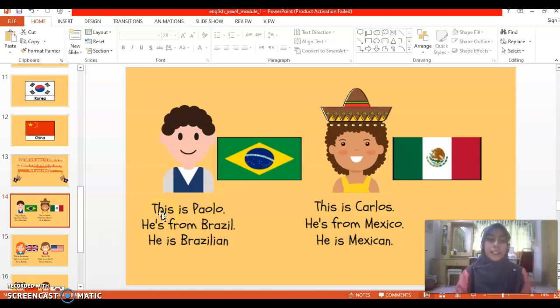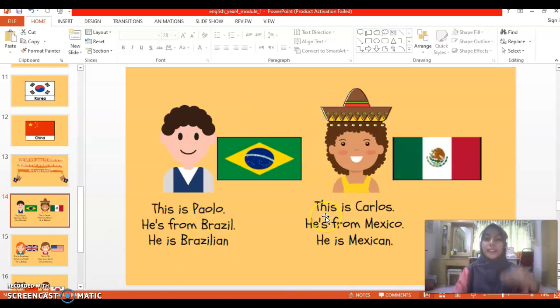Okay, so let's see. This is Paulo. He's from Brazil. He is Brazilian. Okay, so in this slide you can see Paulo is from Brazil, which is Brazil country. How do you know he is from Brazil? Because you see this flag is Brazil flag. And then their nationality is Brazilian. Nationality tu adalah kewarganegaraan yang mana menunjukkan Brazilian ni adalah warga negara Brazil. Okay, let's see the next one.